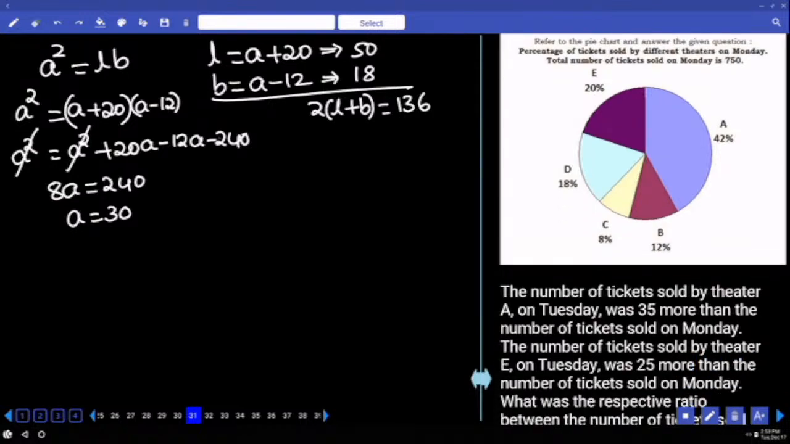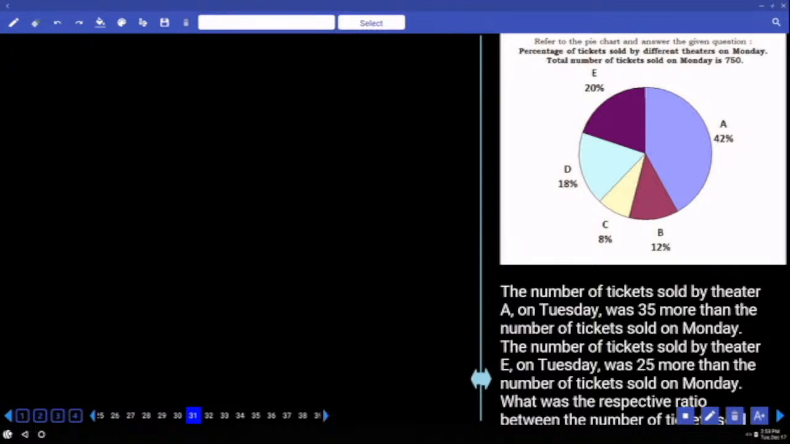Next, DI. Refer to the pie chart and answer the given questions. Percentage of tickets sold by different theatres on Monday. Total number of tickets sold on Monday is 750. A, B, C, D, E. 42% అండి. 750లో 10%.